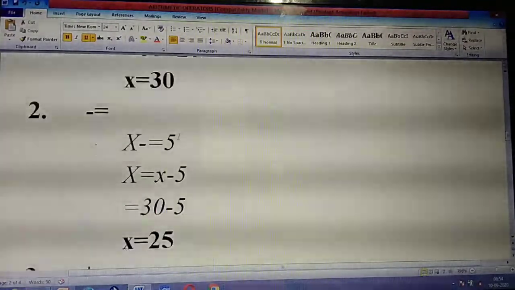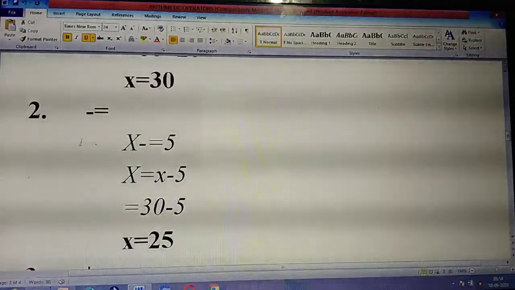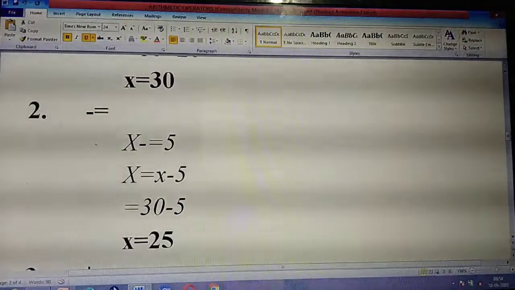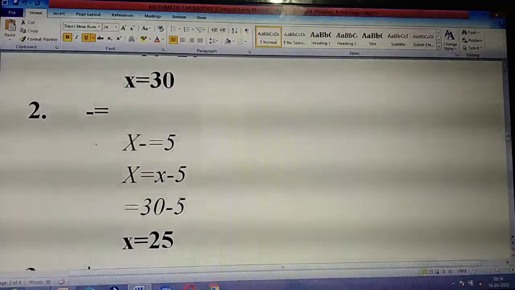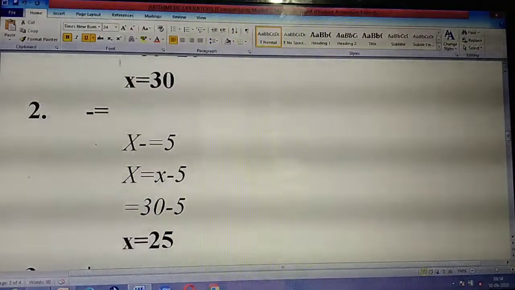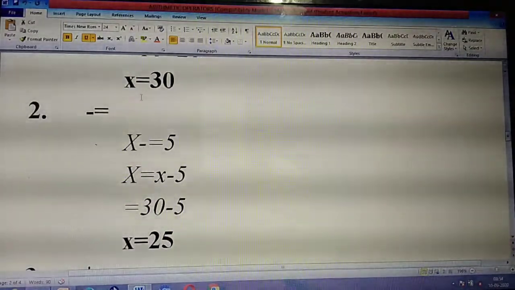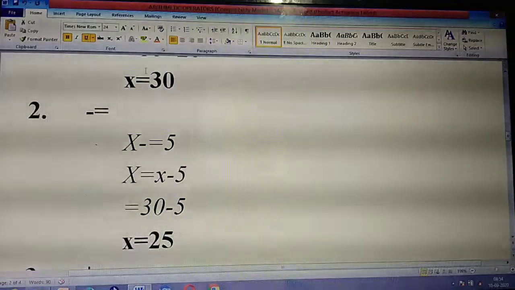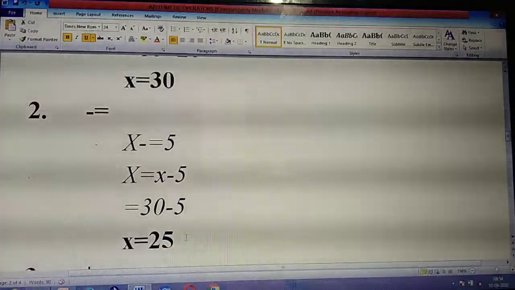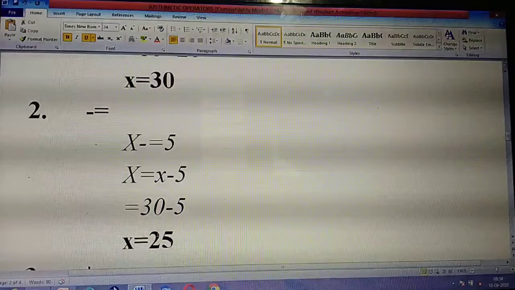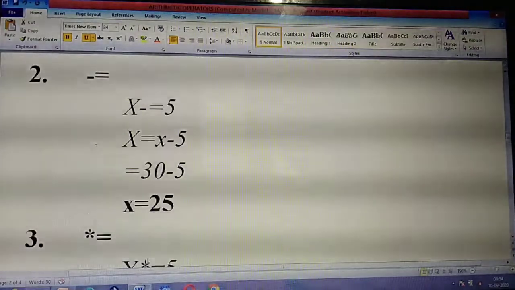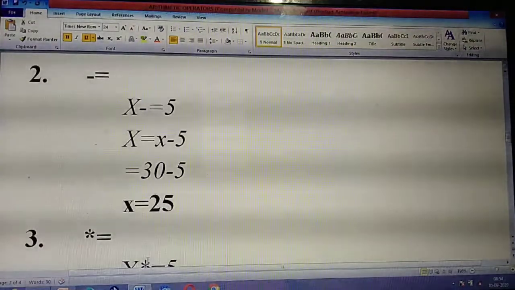Yes. Next one, minus equal to. The same thing. Minus equal to means x minus 5. So what's the last value of x you will get? You are getting the last value of x as 30. So 30 minus 5. What's the value of 30 minus 5? 25. So note it down.